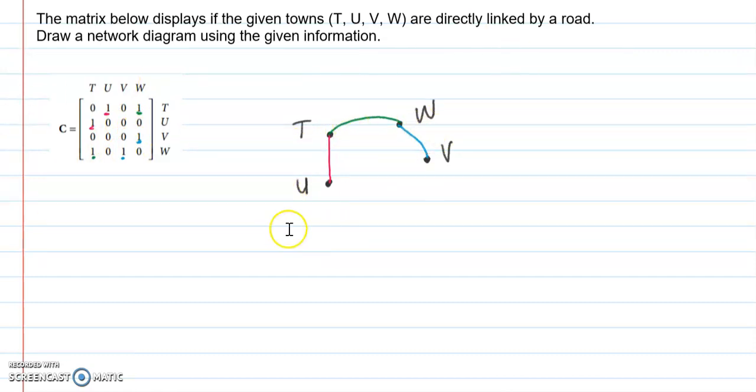And all we've done now, it doesn't have to look this way. You might position your 4 towns in a different way, and that's okay, as long as you show that they are connected and there's a direct road, or there's a direct link between those 4 different towns.